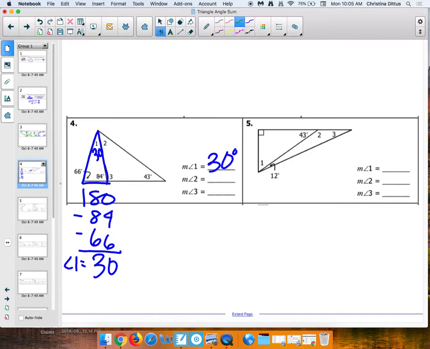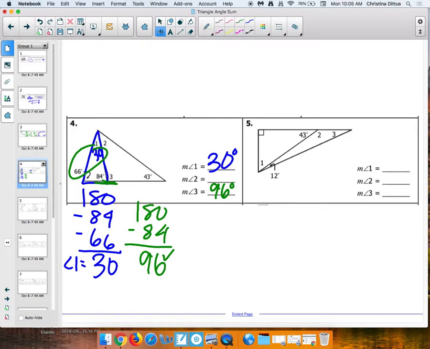What's my next easiest angle to find? 3. How can I find 3? 180 minus 84. How? Because right here, we got a line, right? So they have to make a linear pair. So how much is left for angle 3? 96. You can check by doing that exterior angle thing. If I take 30 and 66, do I get the same thing? Yeah. So angle 3 has to be 96.